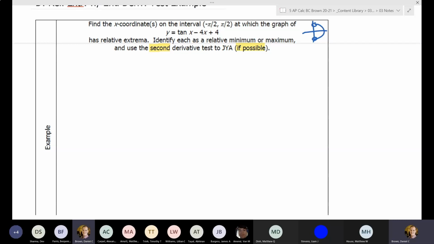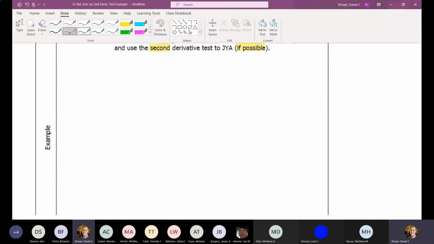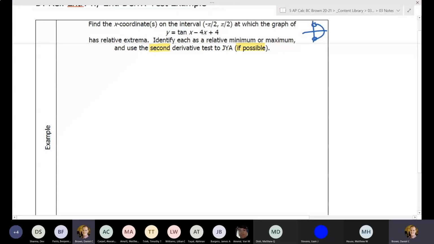and I want us to use the second derivative test. So first part, even though it's called the second derivative test, the x values are coming from the first derivative. We want to figure out where this function has horizontal tangents. So we do need to find the first derivative first. Derivative of tangent is secant squared. The derivative of 4x is just 4. That plus 4 is going to go to 0.